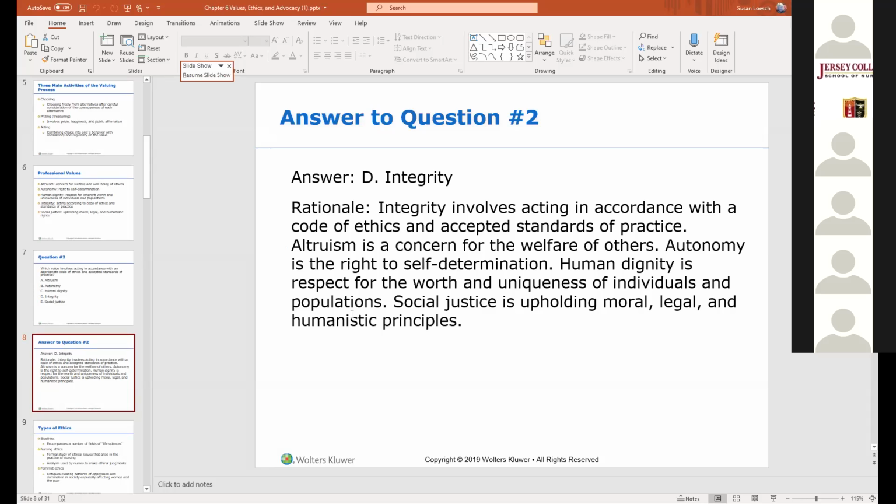So altruism is when you're concerned about the welfare of others. Autonomy is the right to self-determination, making your own decisions. Human dignity is respect for the worth and uniqueness of others, including individuals and or populations. And social justice is that upholding of moral, legal, and humanistic principles equally for all.